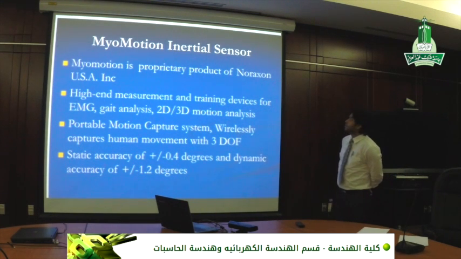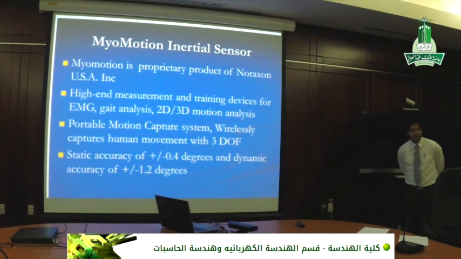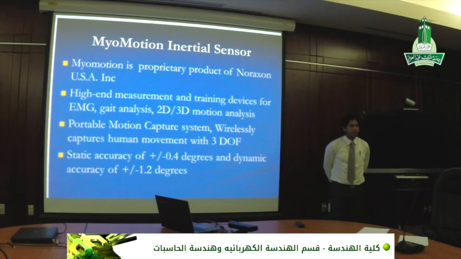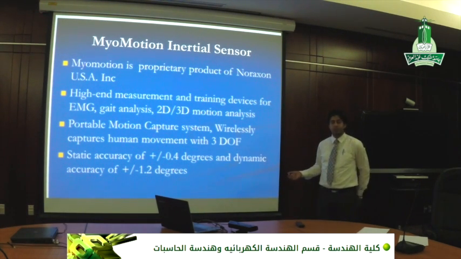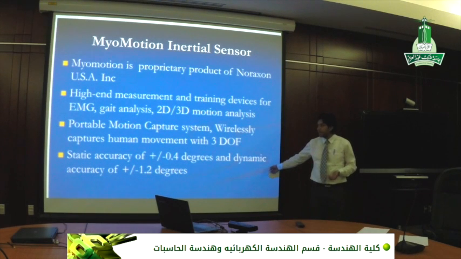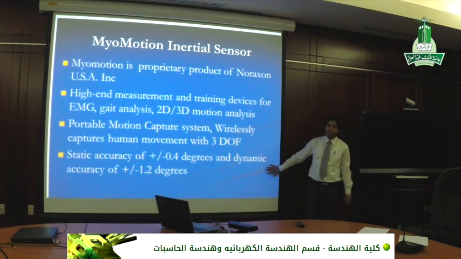In order to conduct the study, we used inertial sensors, which was a MyoMotion inertial sensor. It is a proprietary product of Noraxon company, USA. It provides high-end measurement and training devices for 2D and 3D motion analysis. It also provides a facility for portable motion capture, and it wirelessly transmits the data, providing 3 degrees of freedom for the joints. It has a static accuracy of plus or minus 0.4 and a dynamic accuracy of plus or minus 1.2 degrees. We kept this as a standard or baseline for our study.